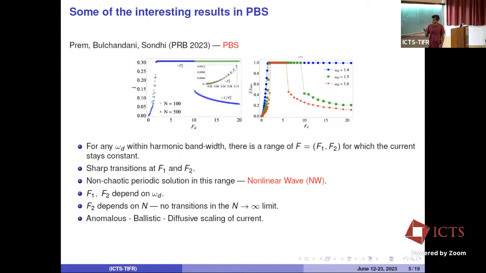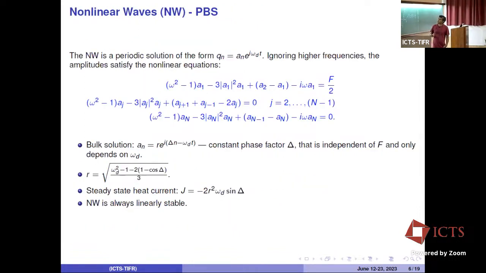Okay, so now in the periodic regime, the solution can be understood by just trying a solution of this form, plugging it into the equations of motion and ignoring higher harmonics. Then you get a set of equations like this, and at least in the bulk, you see that there's a periodic wave solution of this form.